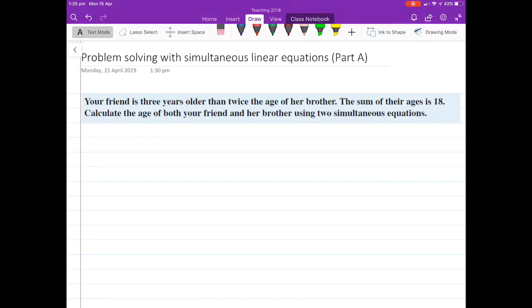Okay, having a look here, guys, with some problem solving involving simultaneous linear equations. There'll be plenty more of these problem solving videos as we work through the unit.